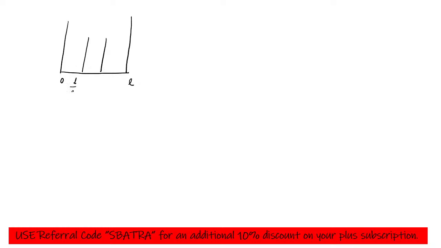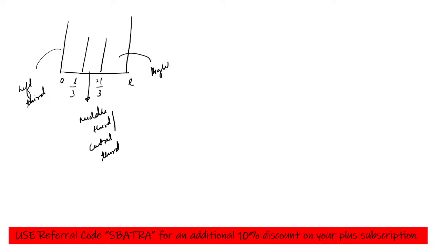One is 0 to L by 3, this is L by 3 to 2L by 3, and this is up to L. So basically this portion is one third of this box, this middle portion is also one third, and this is also one third. Next, we have to find the probability in the middle third region. Now this portion is known as the left third. This is known as your middle third, or central third. And this portion is known as your right third. That means it's in the extreme right.